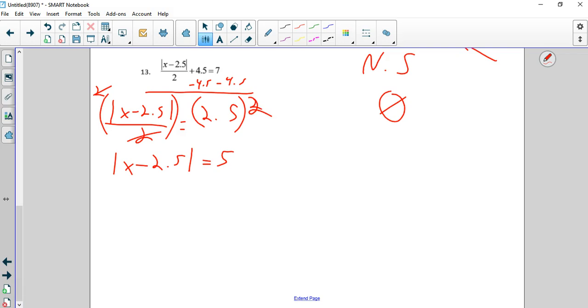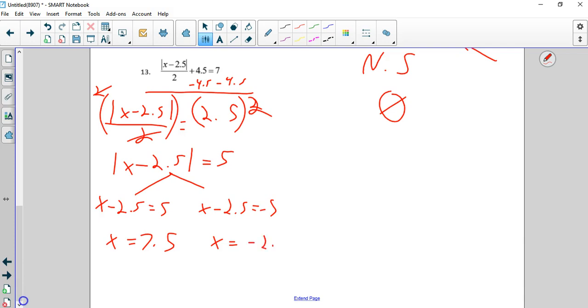Okay? Now is the only time where you can bust it up into its 2 separate equations. x minus 2.5 equals 5, and x minus 2.5 equals negative 5. I add 2.5 to both sides. You get 7.5. I add 2.5 to both sides here, and I end up with negative 2.5.